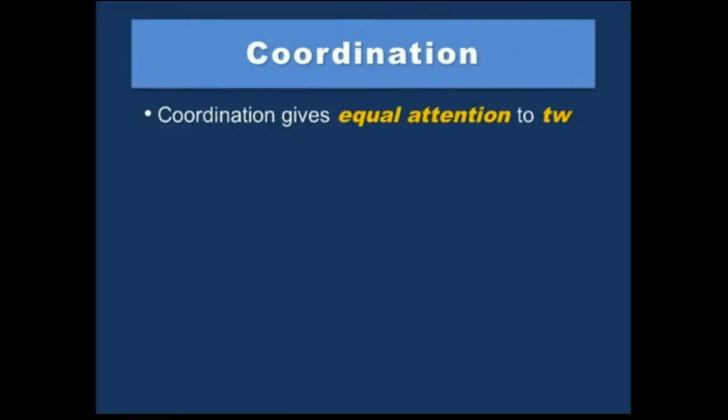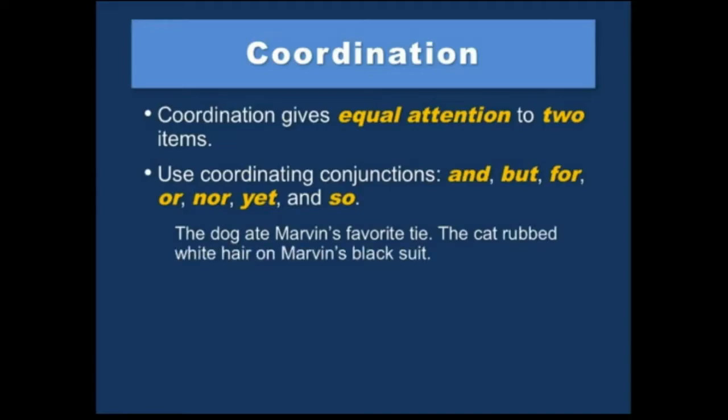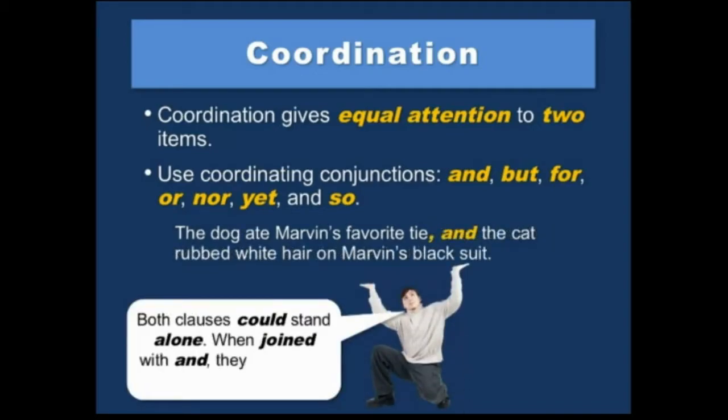So what is coordination? Coordination gives equal attention to two items. You're going to want to use coordinating conjunctions such as and, but, for, or, nor, yet, and so. Usually we use the acronym FANBOYS to represent these. Let's try a sentence. The dog ate Marvin's favorite tie. The cat rubbed white hair on Marvin's black suit. Let's turn these two sentences into a coordinating sentence. Now both clauses could stand alone, but when we join them with and, they get equal attention. The dog ate Marvin's favorite tie, and the cat rubbed white hair on Marvin's black suit.